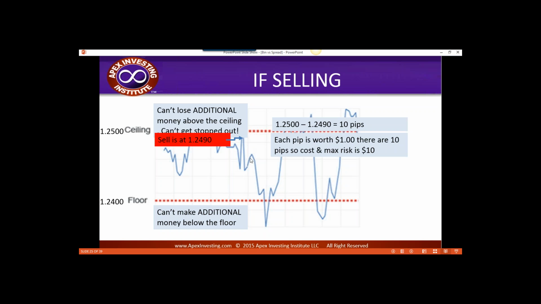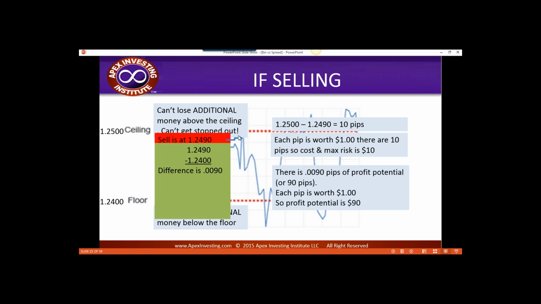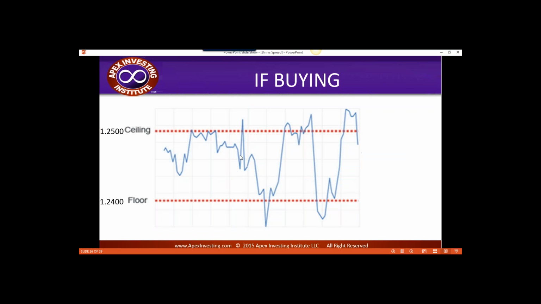Each pip is worth $1. So there are 10 pips of risk here. So my maximum risk, the absolute most I could lose, is $10. Now, there's 90 pips going all the way down to the floor. So there's 90 pips of potential profit. Each pip is worth $1. So there's a potential profit of 90 bucks. Now, what if I'm buying a spread?